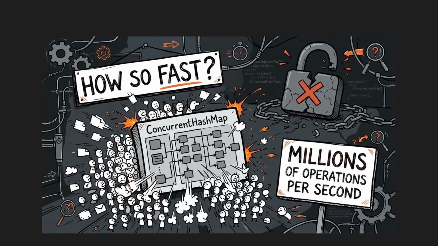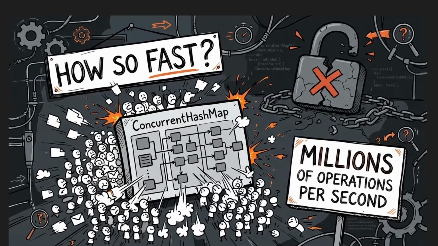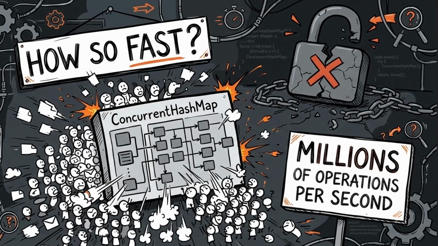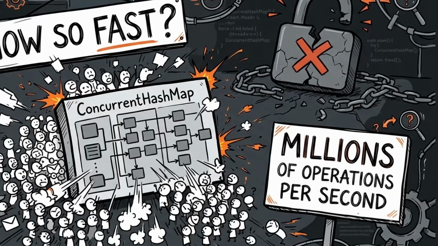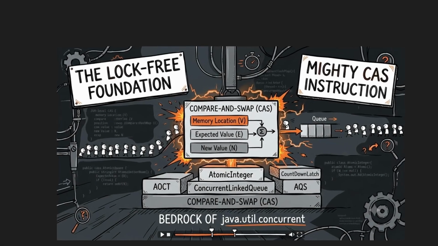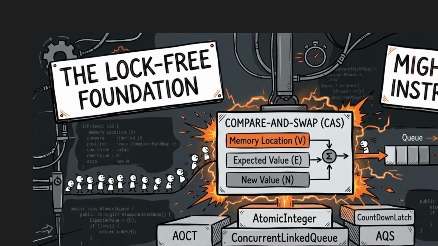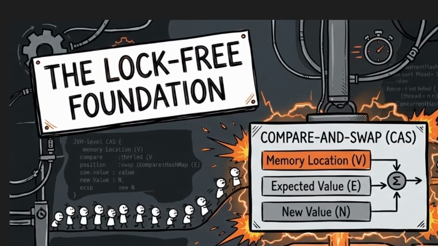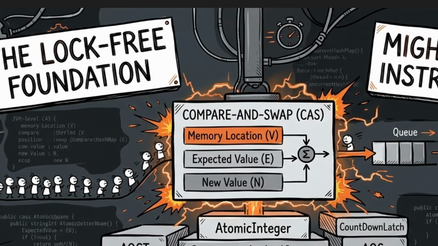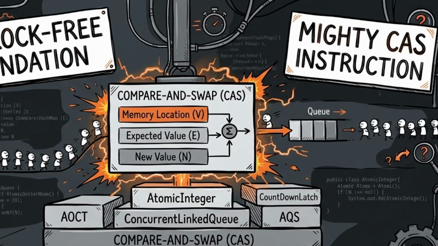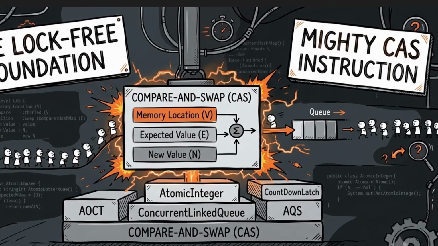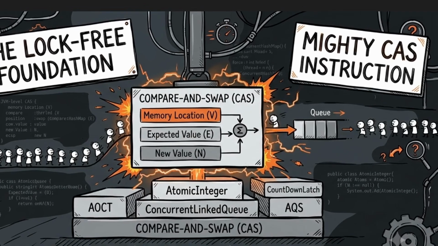Have you ever wondered how modern concurrent collections like ConcurrentHashMap manage to be so fast? How they handle millions of operations per second without collapsing under the weight of locks? The answer lies in something called lock-free programming, and at its heart is the tiny but mighty instruction called compare and swap. This instruction is so powerful that it forms the foundation of almost everything in the java.util.concurrent package.